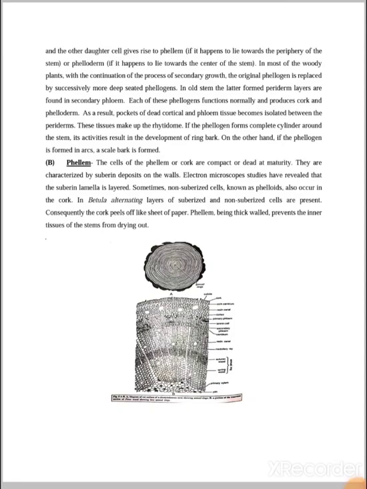Next is phellem. The cells of the phellem or cork are compact and dead at maturity. They are characterized by suberin deposits on their walls. Electron microscope studies have revealed that the suberin lamella is layered. Sometimes non-suberized cells, also known as phelloids, also occur in the cork. For example, in Betula, alternating layers of suberized and non-suberized cells are present. Consequently, the cork peels off like a sheet of paper. Phellem being thick-walled prevents the inner tissues of the stem from drying out.